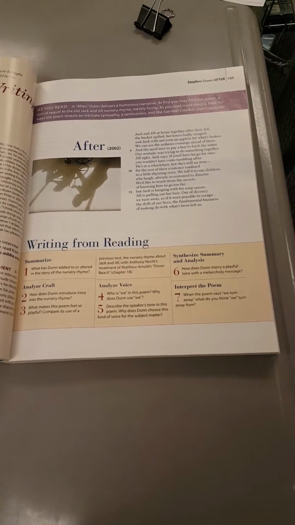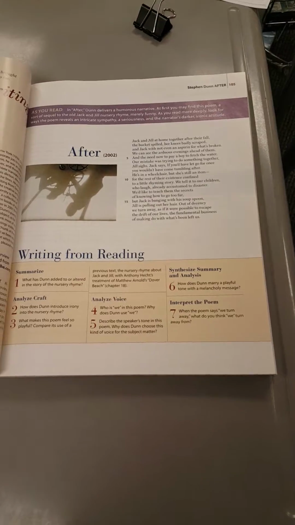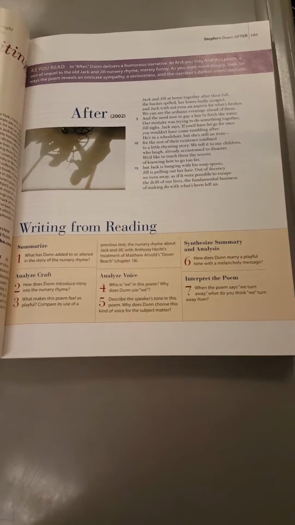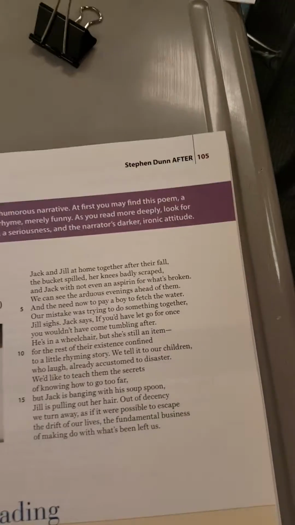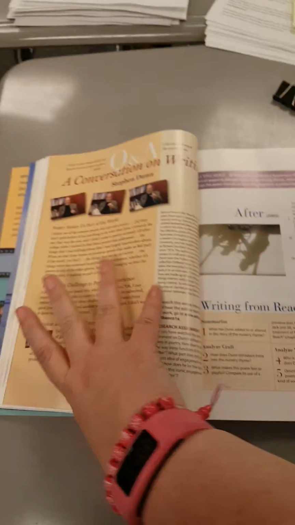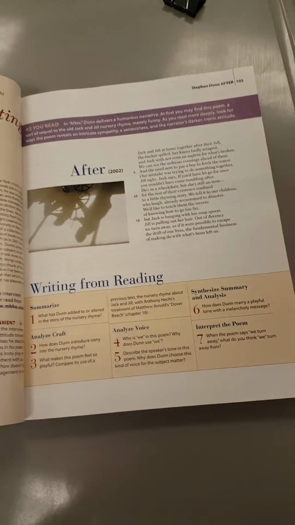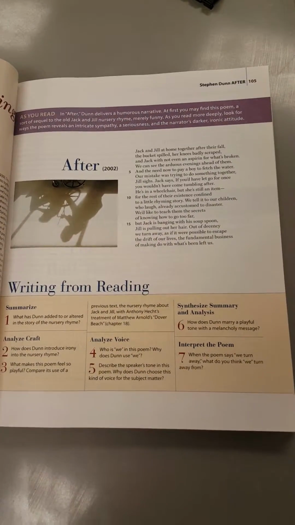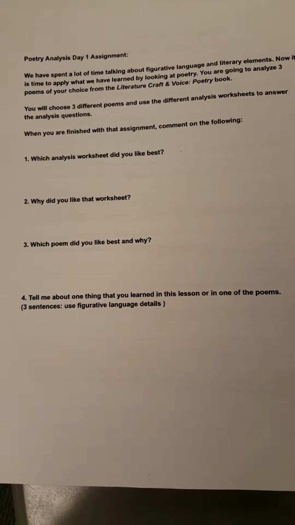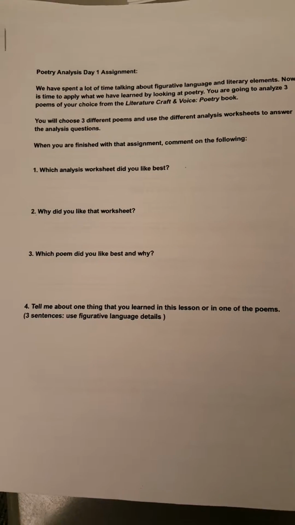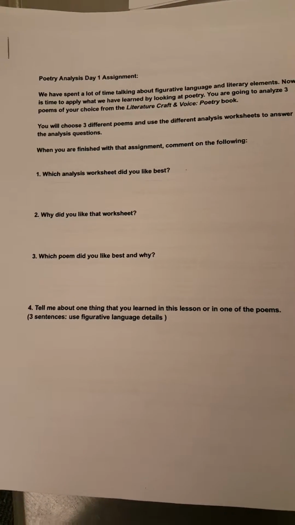All right, so I'm going to use this reference to a poem called After from Stephen Dunn. It's on page 105 in your Literature Crafted Voice Poetry book. So get that out. We have a worksheet also to go along with that. Looks like this. This is Poetry Analysis Day 1 assignment. So we're going to be analyzing poetry this time.